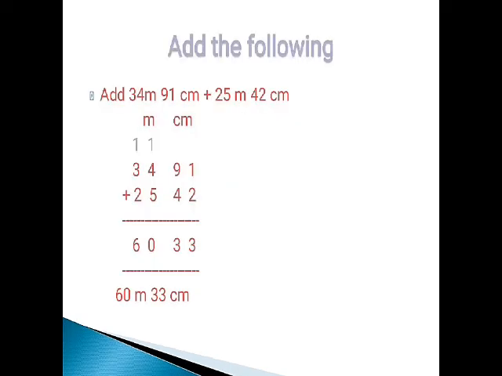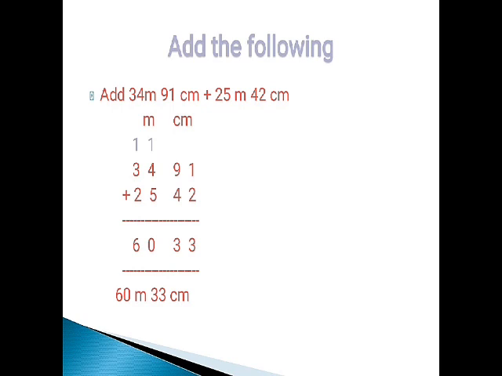Next, we are going to see add the following. Add 34 meter 91 centimeter plus 25 meter 42 centimeter. First step, we should write meter then centimeter. Below the meter, write 34. Below the centimeter, write 91, plus 25, 42.